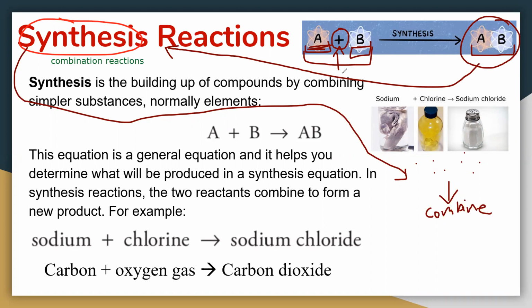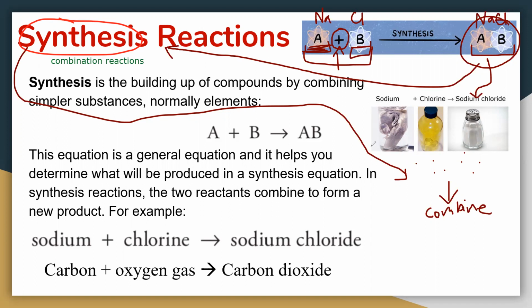The most common example, which we've gone through quite a few times, is sodium, so Na plus chlorine, which is Cl, gives us the bigger compound, which is NaCl, which is sodium chloride, which is our ionic compound, which is table salt, okay?